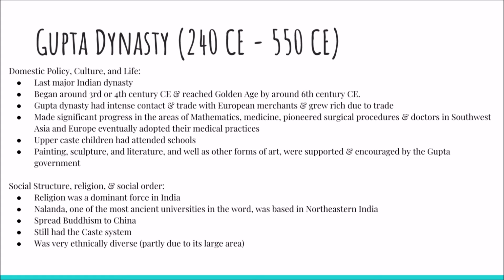In its complex social structure, religion and social order went hand in hand. Religion was a dominant force in India. Buddhism was spread to China through trade and missionaries, and the caste system was still in strong effect. Nevertheless, the Gupta dynasty was very ethnically diverse, partly due to its large area.